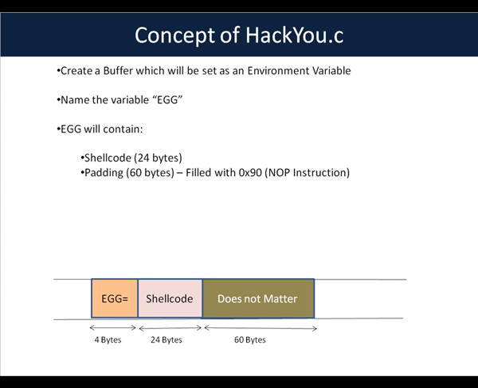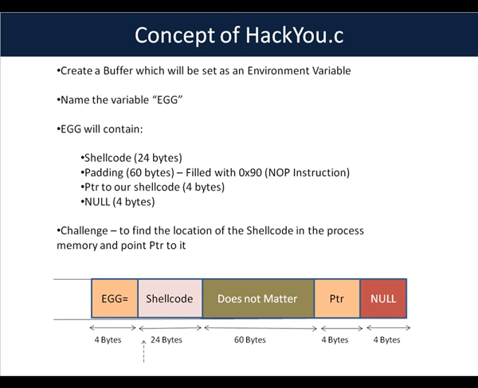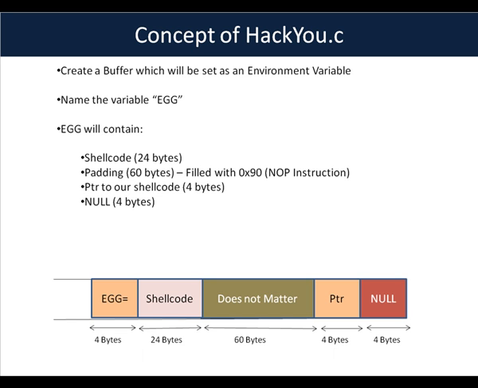Doesn't really matter, in this case, whether it's a NOP or whether it is just an illegal instruction, as long as it is a non-null value. Then we put a pointer back to our shellcode, which is going to be 4 bytes in size. And then finally, a null of 4 additional bytes. Now the main challenge is actually going to be to find the location of the shellcode in the process so that we can set the pointer value appropriately.